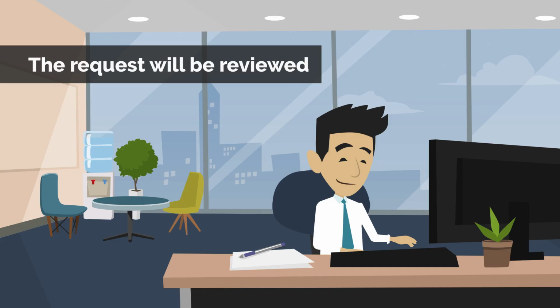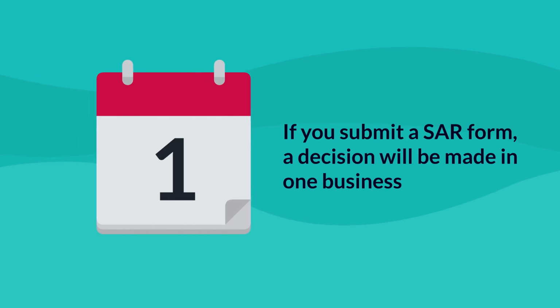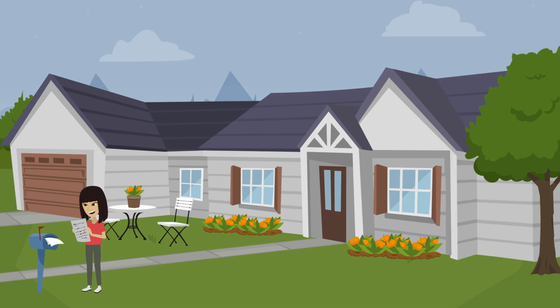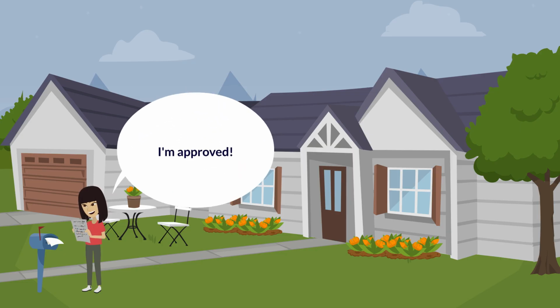Once the document is digitally signed by you and the beneficiary, the request will be received and reviewed. The provider will be contacted if additional information is needed. If you fill out or submit a SAR form, a decision will be made in 1 business day. If the beneficiary is approved to move to a tailored plan, they will receive a letter telling them that they will be moved retroactively based on the date of the request.